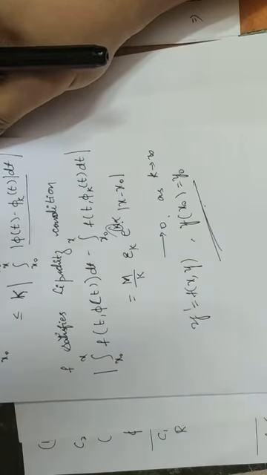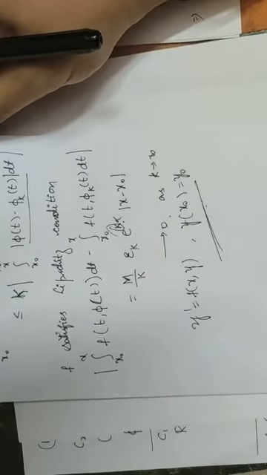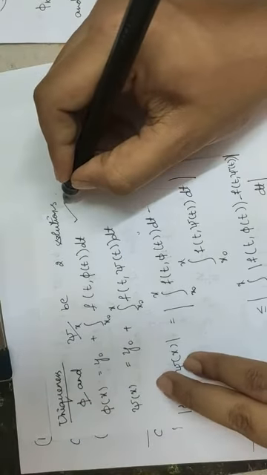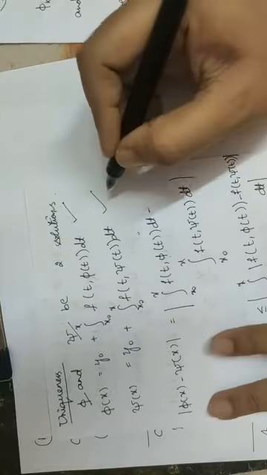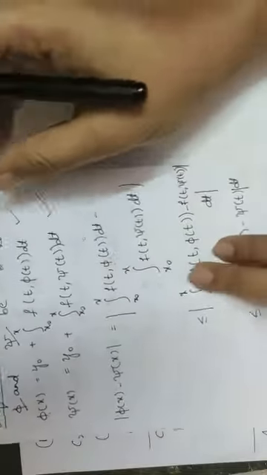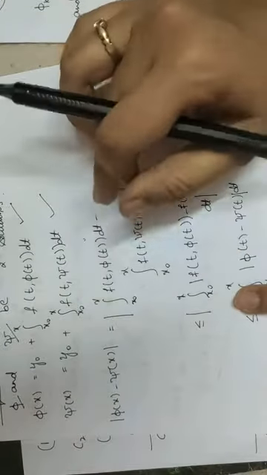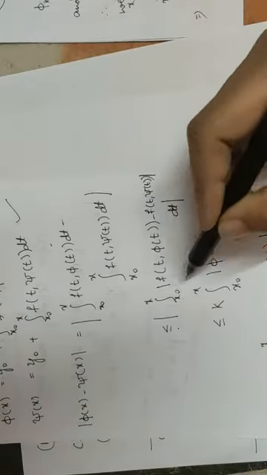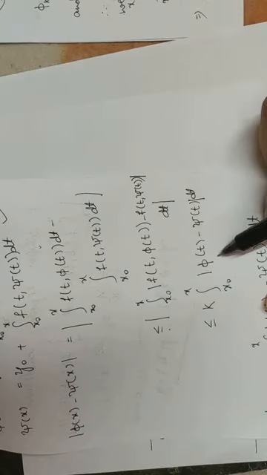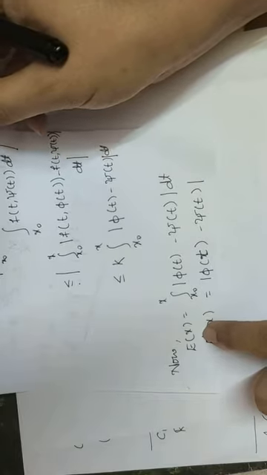Now I have to prove that the solution is unique, right? To prove uniqueness, I have considered two solutions. I should prove that these two solutions are equal. We know phi of x, and from that I have written what psi of x is. I have considered the modulus of phi of x minus psi of x, substituted the values, and if you split the modulus you will get an inequality. This whole thing is less than or equal to k into the integral over x naught to x of mod phi of t minus psi of t dt, right?